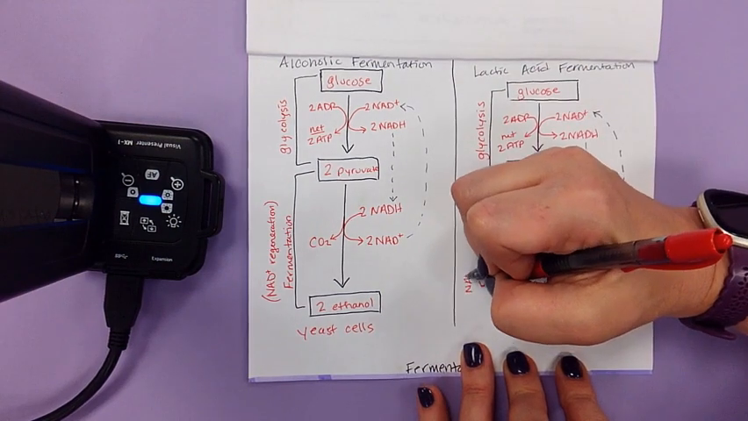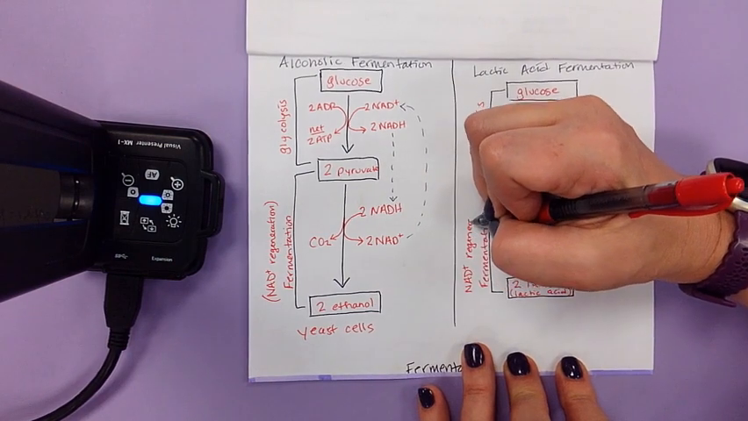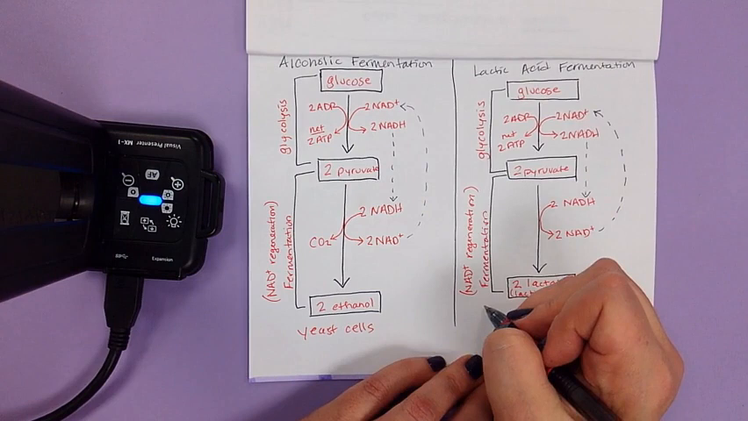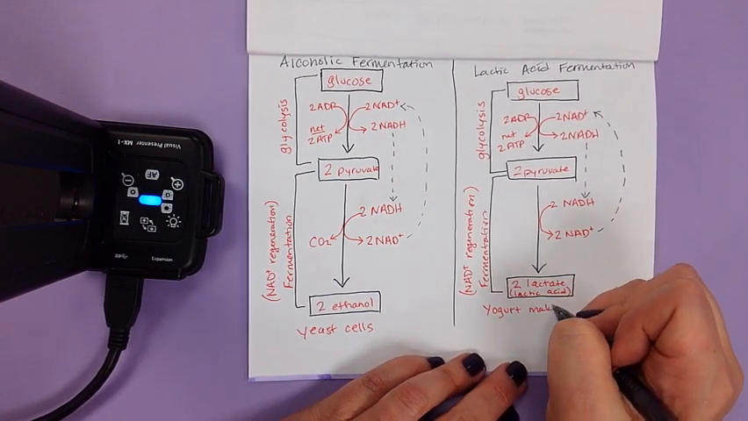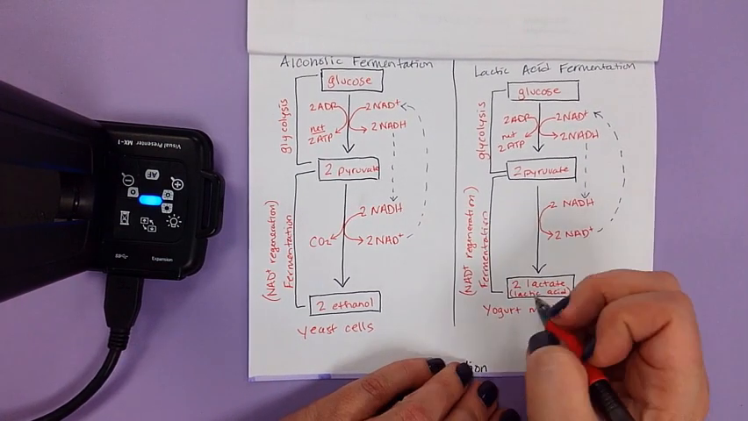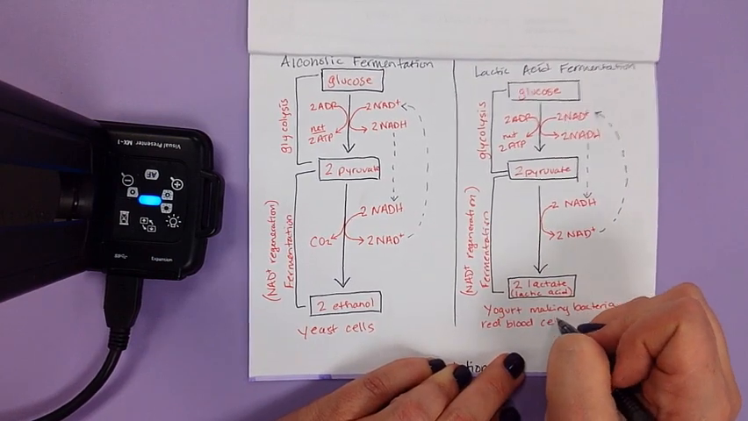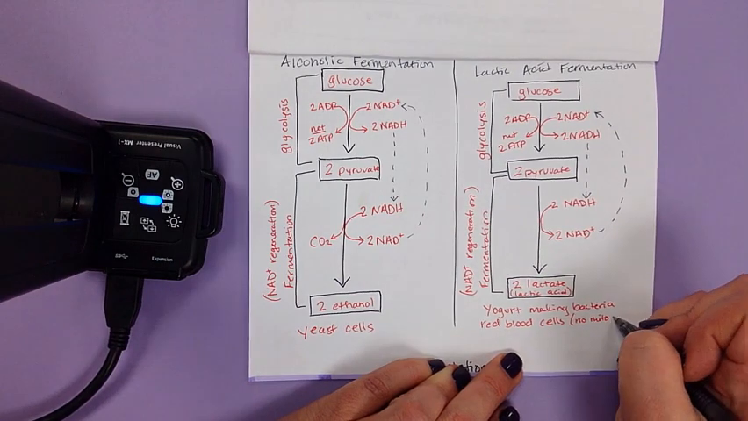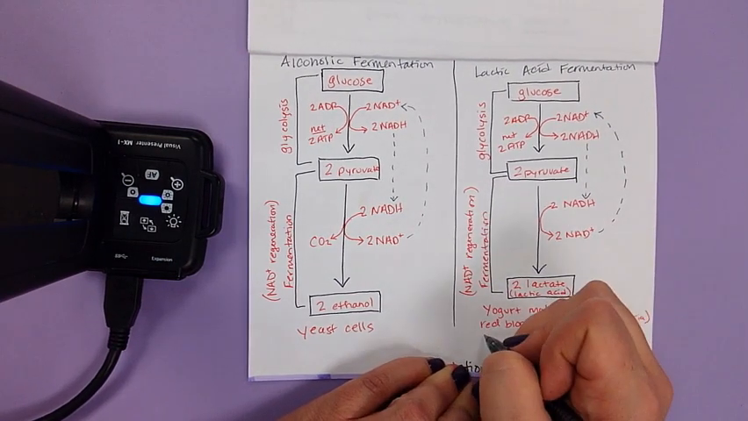So this part is also just fermentation, and its whole process is just NAD plus regeneration. So the whole point is just to make a tiny little bit of ATP over and over again. In order to do that, we need to regenerate that NAD+. Now, there's lots of different cells that do lactic acid fermentation. Yogurt making bacteria, red blood cells do this because they don't have mitochondria, and our muscle cells do this when there is little to no oxygen.